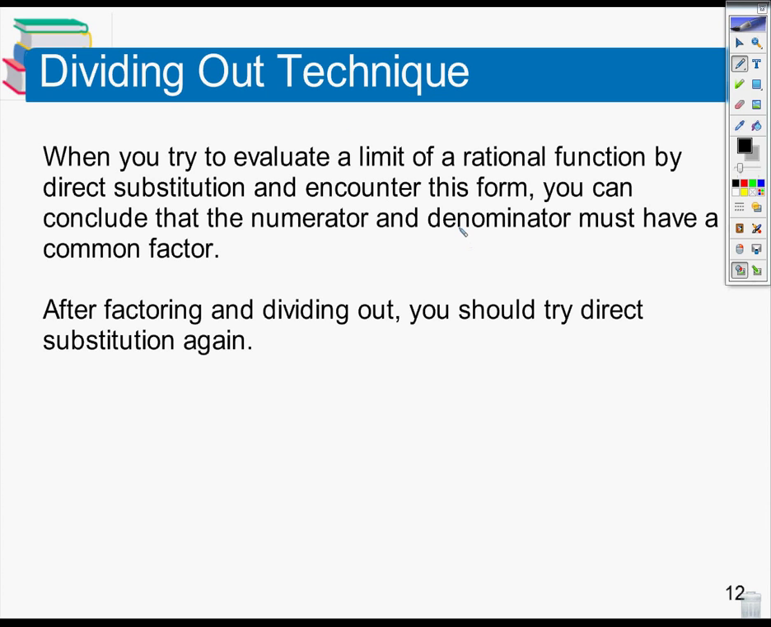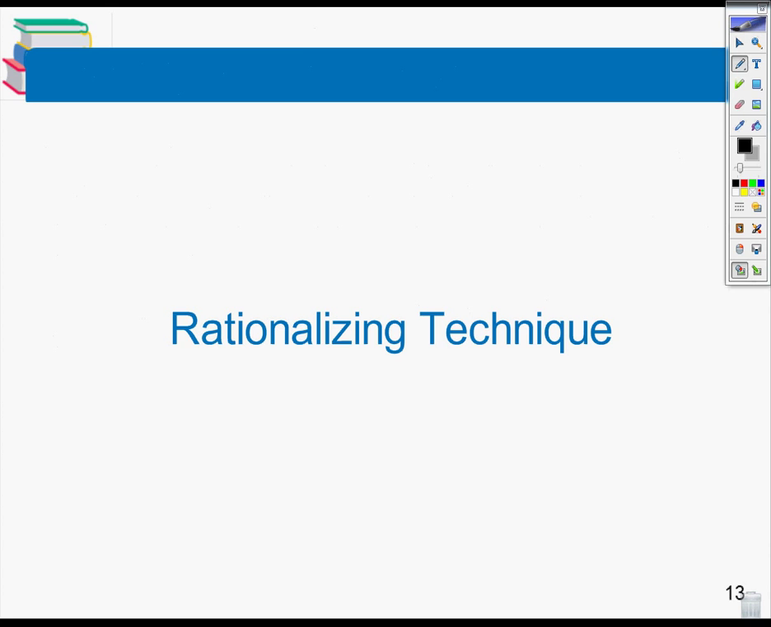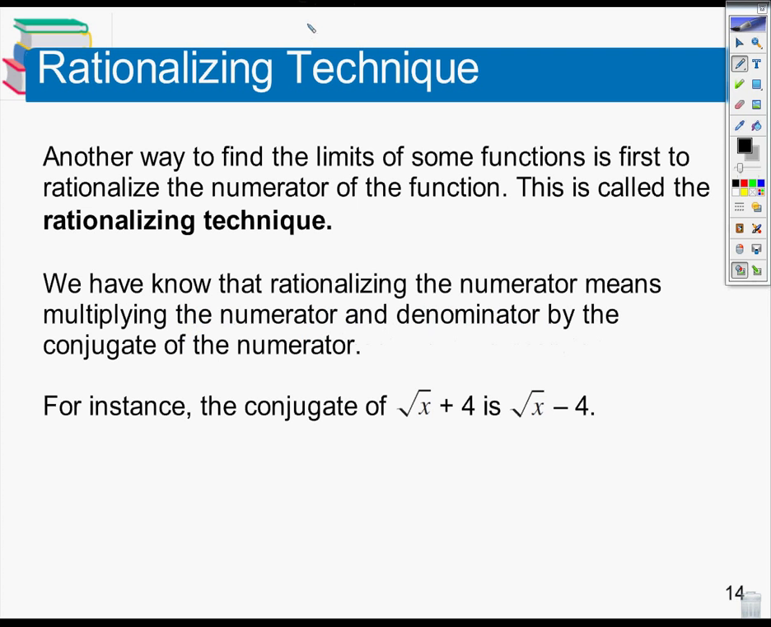Okay, so the next thing we're going to look into is using a rational function, one that has square roots on the top or bottom of the function, and how we deal with that type of situation. Because again, we're going to have the type of place where we have an indeterminate form, basically.